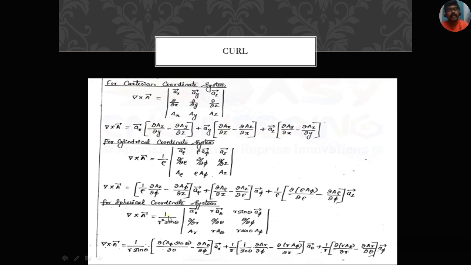And for spherical coordinate system, del cross A is equal to 1/(r² sin θ) into the determinant with rows aR, r aθ, r sin θ aφ; ∂/∂r, ∂/∂θ, ∂/∂φ; AR, r Aθ and r sin θ Aφ. Again, if you perform the multiplication, you can get your format like this.